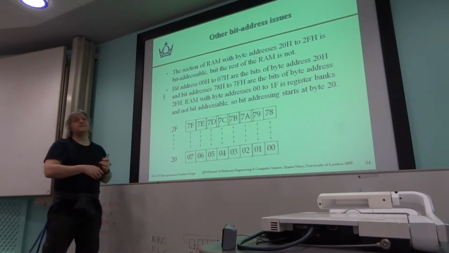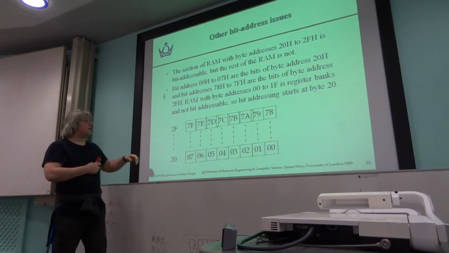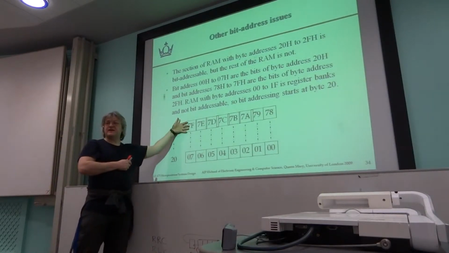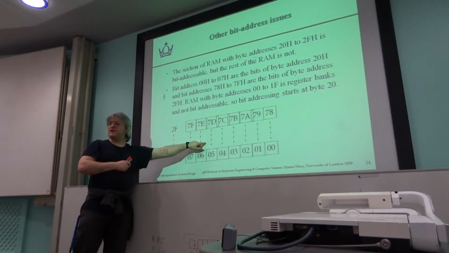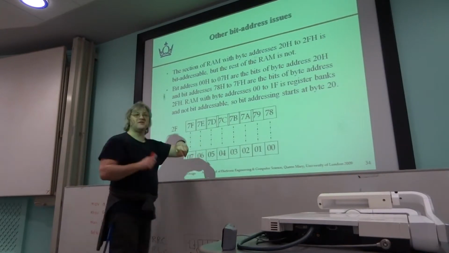So if you wrote SETB 2F, clearly it's not going to write a whole byte to here. It will look for bit address 2B, which would be somewhere else in the bit addressable memory, and just change that 1 bit.